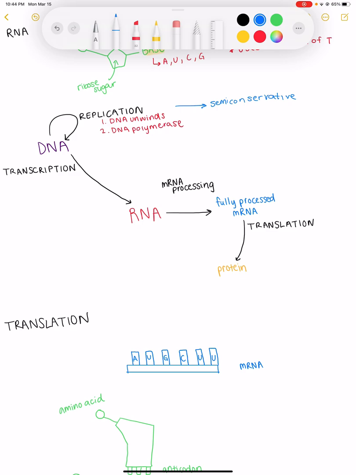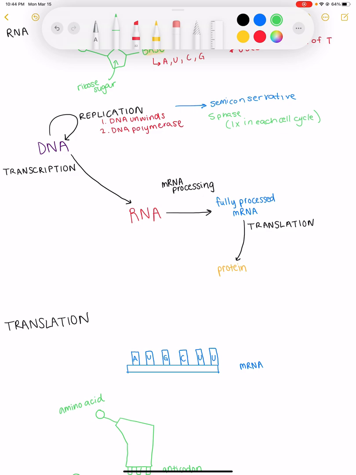And so once we have DNA and we're replicating in that cell cycle, since this happens during the S phase, replication will only happen one time with each cell cycle. So that is DNA, making more DNA. Then we can move on to transcription. So that is where we take DNA and make RNA.